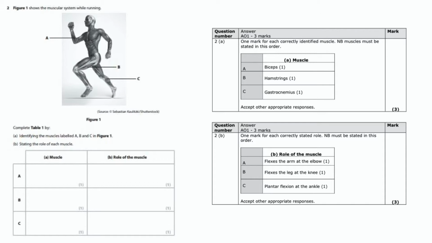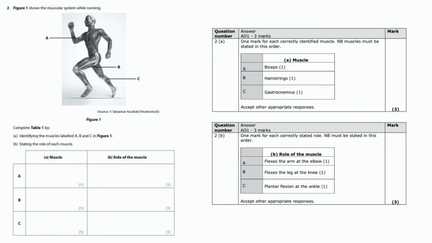And the second column of the table asks about the role of the muscle. Now it is a bit of a funny way of putting it, but hopefully you've worked out that by role of the muscle, it means the muscle action. So what action does that muscle provide? So A, hopefully you can see in the diagram, it's the bicep. The action is flexion. However, you need to make sure that you put flexion at the elbow joint. So always refer to the joint that it's taking place at to make sure that you get the mark.